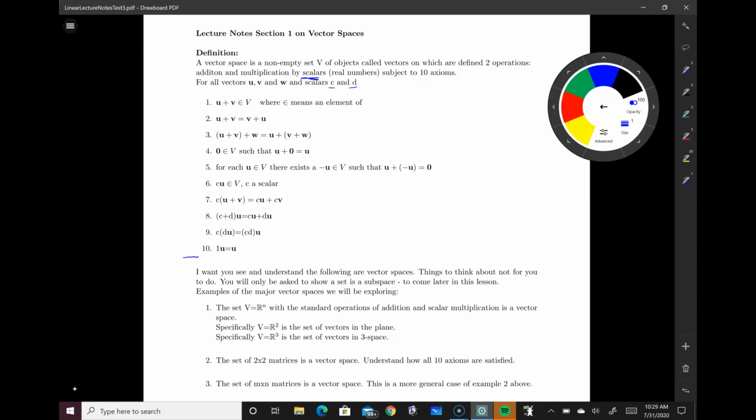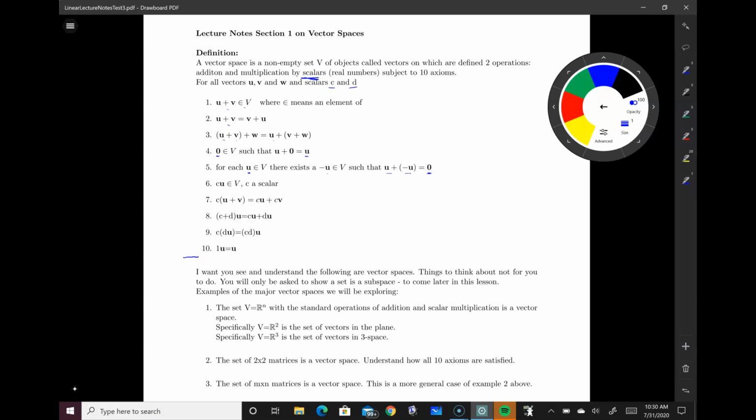So if I have two vectors that are in the space, then if I add them, it stays in the space. It doesn't matter which order I add them. It doesn't matter how I group them when I add them. There is a zero vector in the space so that if I add it to a vector, I get the vector itself. For every vector u in the vector space, there is a negative u so that when I add those two together, I get the zero vector.